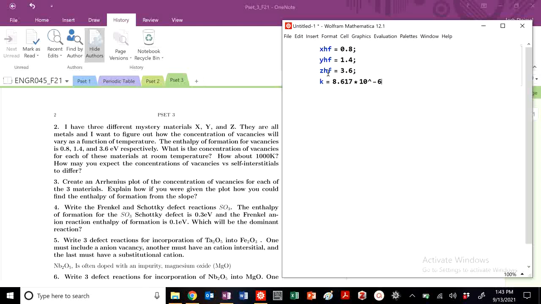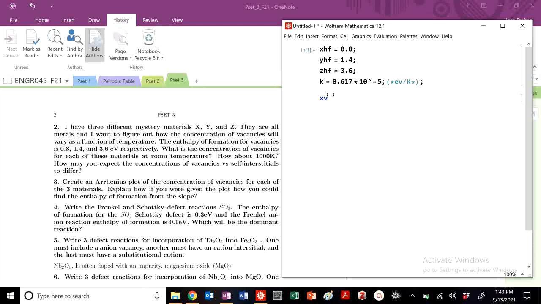And I think it's minus 5. Yeah, 8.617 times 10 to the minus 5 electron volts per K. And I was doing that and making a little comment. And then finally, that's it. So let's go ahead, I've got my function.